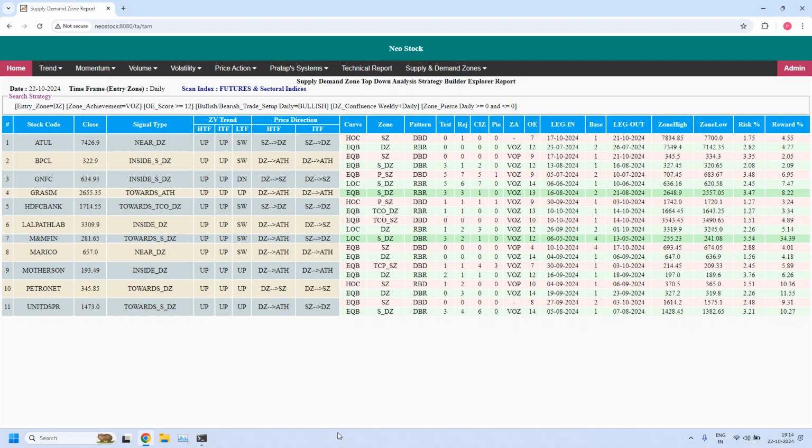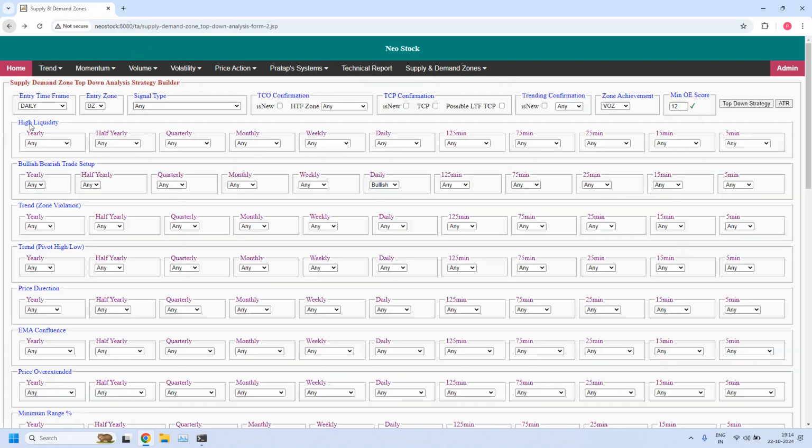Because the ITF trend, the weekly trend, is up. If this daily demand zone is part of the weekly zone, and if these weekly demand zones are having weekly EMA confluence, it is an even more high probability setup. So let's verify. So in the EMA confluence at a daily time frame, I am adding the filter daily demand zone with weekly EMA.